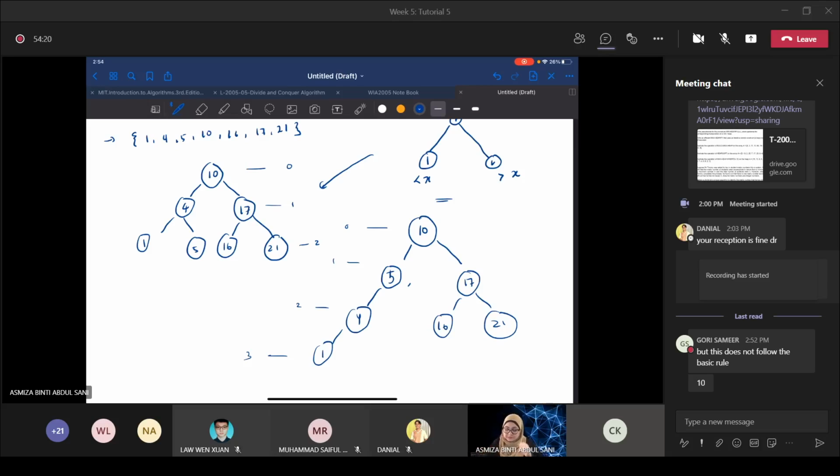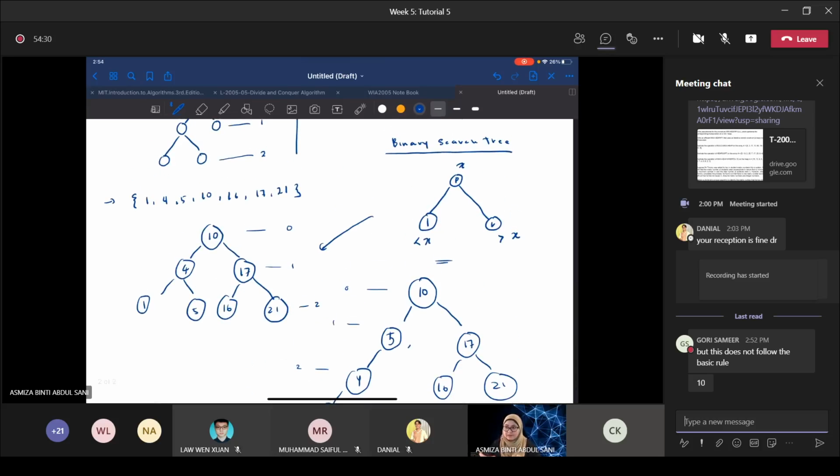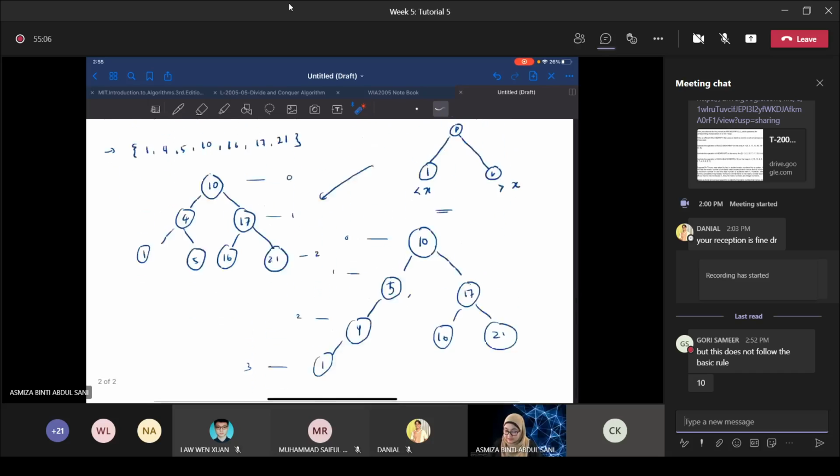Maybe I should explain the reason why you can have this kind of thing. For a binary search tree, the look of the tree that you get depends on the sequence of elements that are inserted into the tree. So even though you have the same set of elements inside the tree, due to the sequence you will get a different kind of tree.